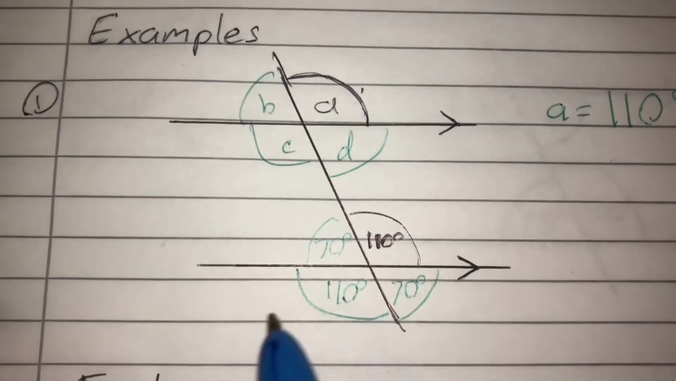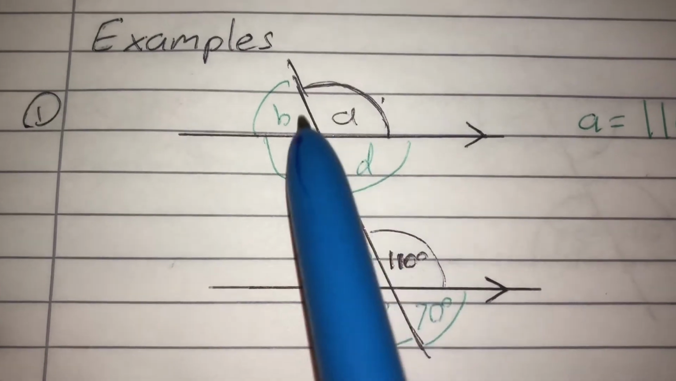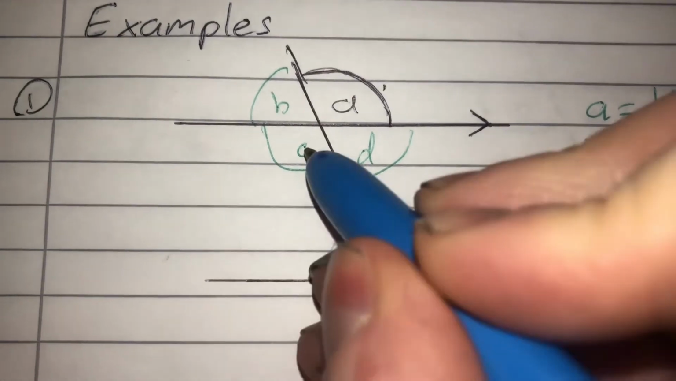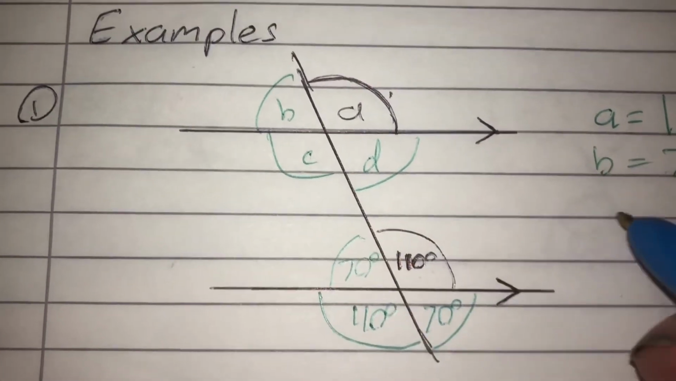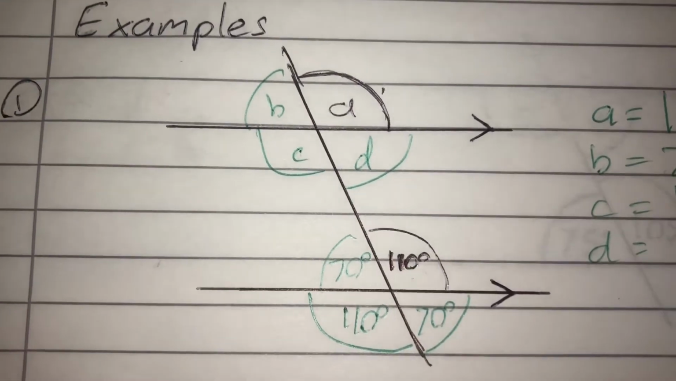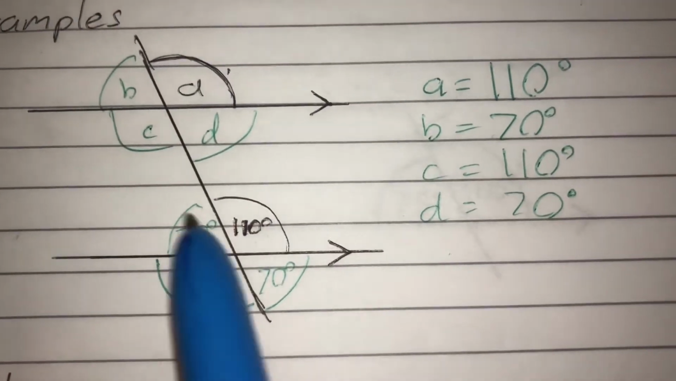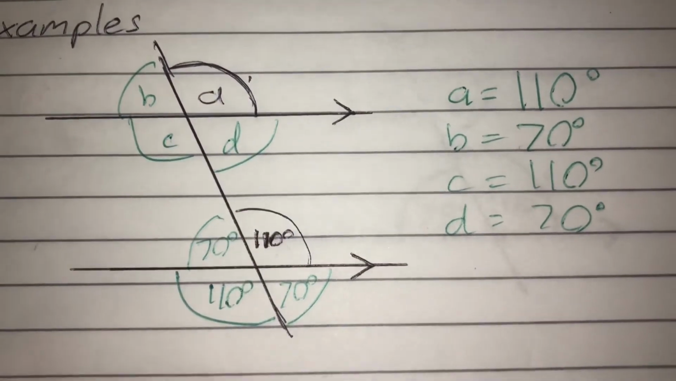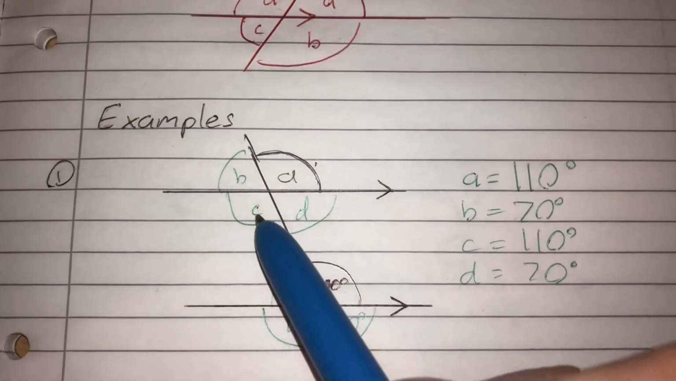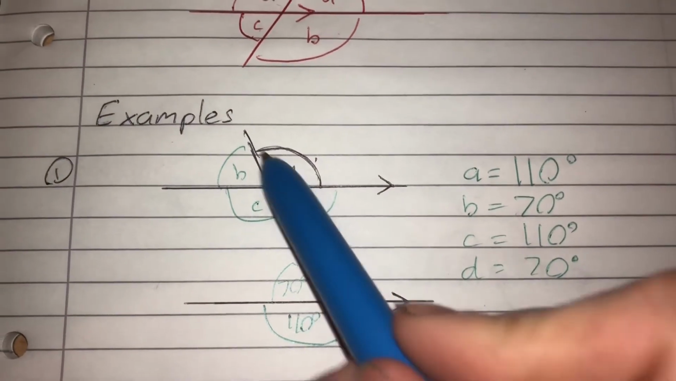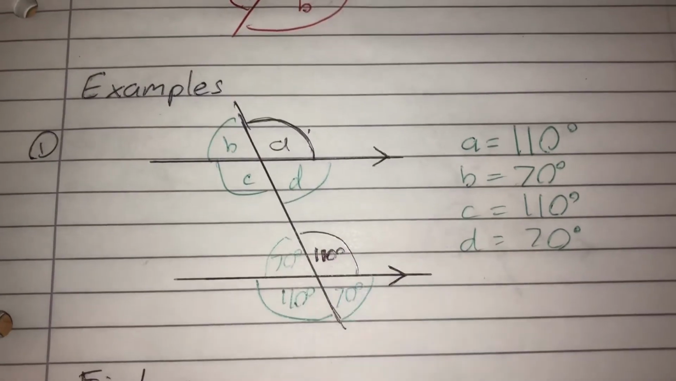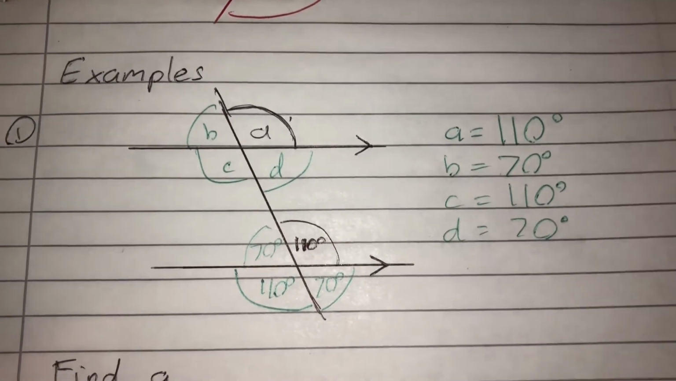Now, if I want to work out using corresponding angles, B here is also 70 degrees. C here is corresponding to this 110. And D here is corresponding to this 70 degrees. So I've used the corresponding angles to work out the missing values up here. Okay. So that's corresponding angles. Basically, whatever angle you're working with, whether it's top or bottom, corresponds to the same angle formed by the intersecting line on either the top or bottom there also.